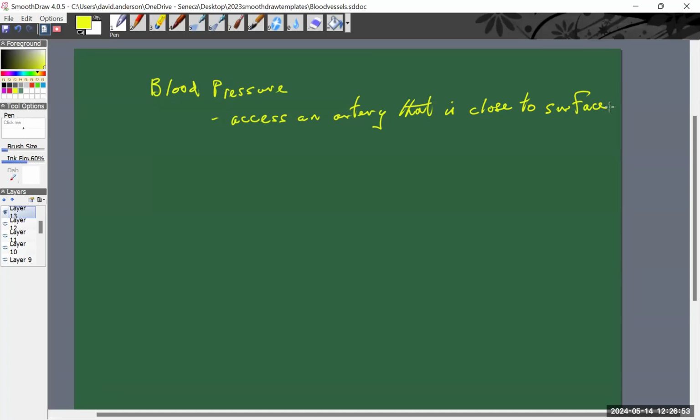And in the arm, on the inside of the arm, there's an artery that can be palpated, felt, or the radial artery on the thumb side of the wrist. These are examples of where the artery is close enough to the surface that you can feel the pulse. When you feel the pulse, you get a measurement of heart rate. And when you can put a cuff over that blood vessel, you can also measure blood pressure.